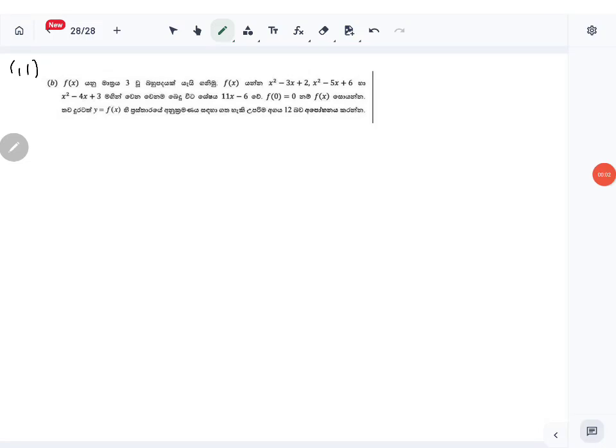Right. So next we have question 11 part B. This is the factor remainder theorem and polynomial question.